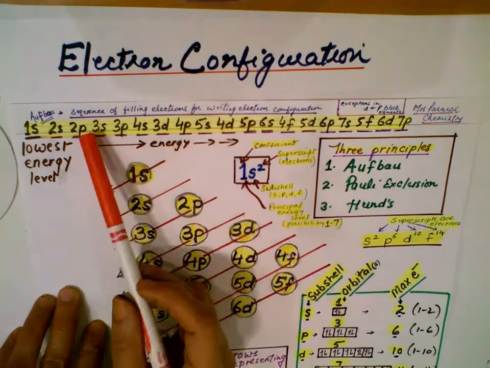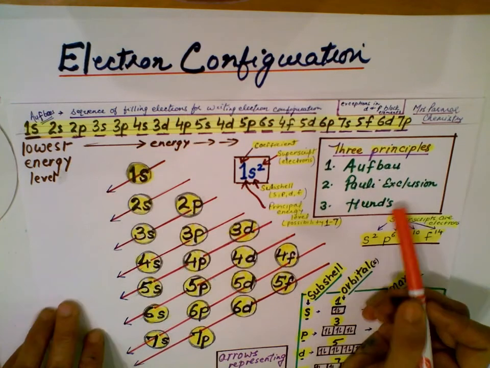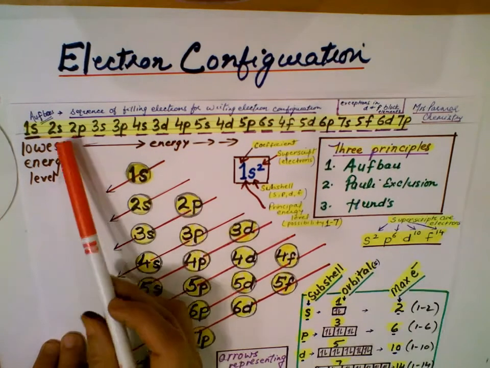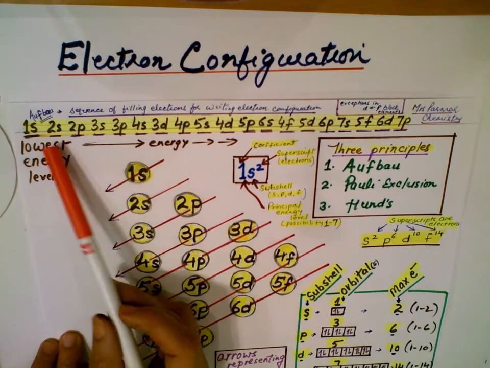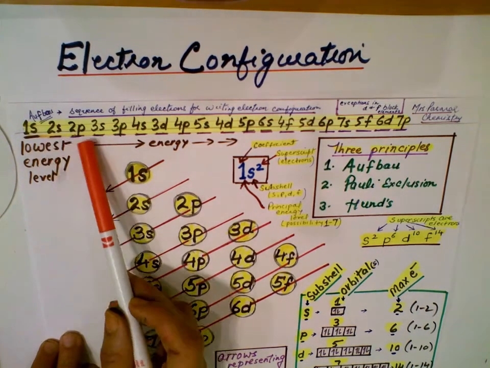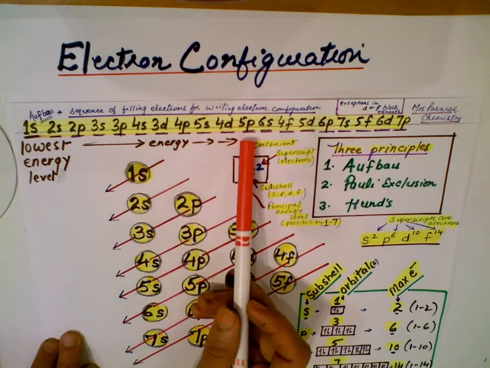We use this sequence. There are three principles that we use: Aufbau, Pauli exclusion, and Hund's Rule. This is the first one, the Aufbau principle. Aufbau means building up, and here 1s, 2s, 2p, 3s, you keep going. That's the sequence for how you fill the energy levels.